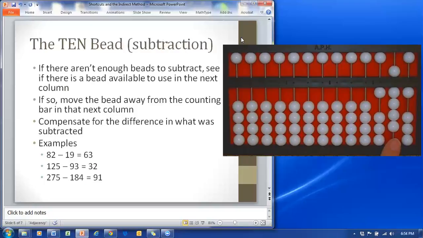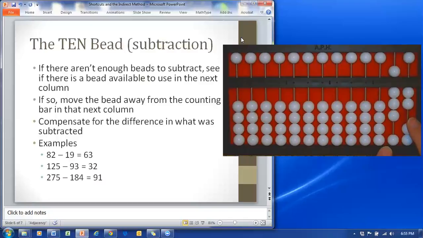Same idea, but with subtraction. Again, I'm going to look to see what I can subtract. If I need to go into the next column, I will to subtract, but then I need to compensate for any difference. So we're going to start with 82 minus 19. Go ahead and set 8 tens and 2 ones. Now I need to subtract 19.